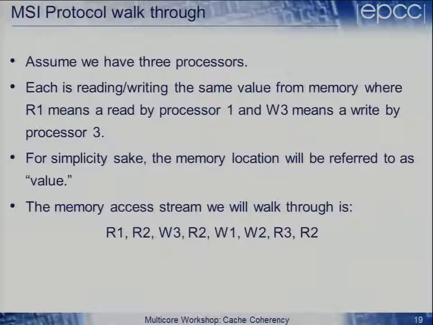It's probably good if we go through a specific example. I hope I can get this right. We've got three processors, and for simplicity, we've just got one data value. We'll call it value. R1 means a read by processor 1. W3 means a write by processor 3. We'll just think about one value. We're not bothering about multiple cache lines. We'll go through what happens if processor 1 reads, processor 2 reads, processor 3 writes, processor 2 reads, processor 1 writes, this whole gory detail. But it's worth going through to see what happens. I believe this is possibly the simplest protocol you can imagine. And even with this protocol, you can see it gets quite complicated.